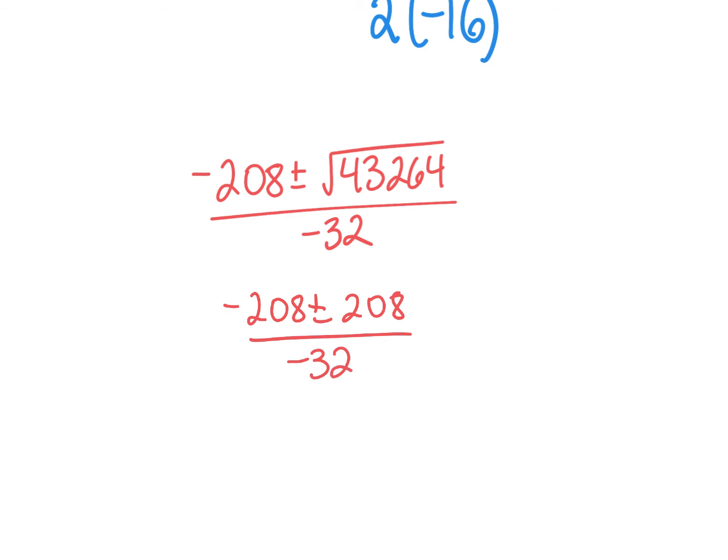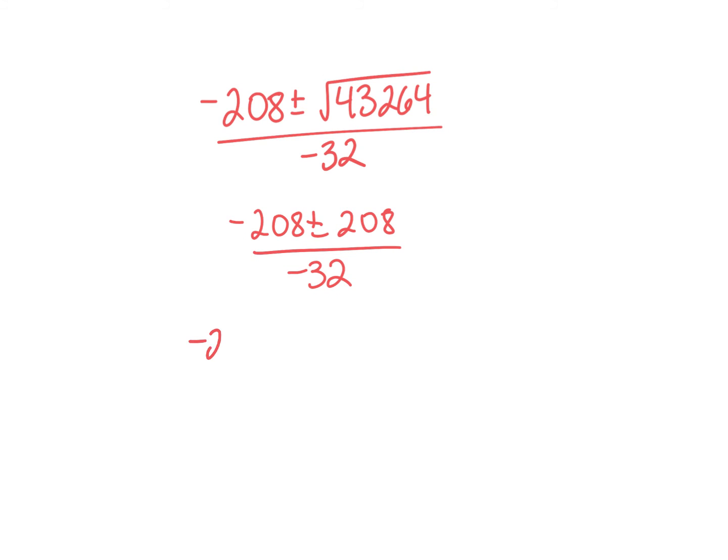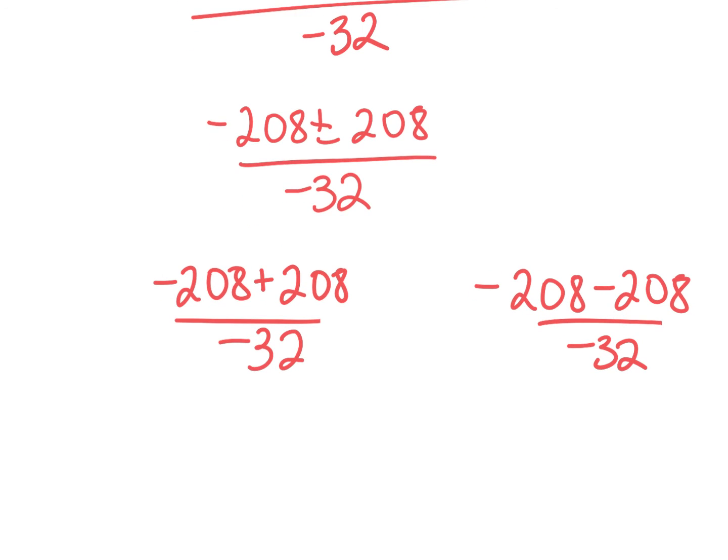Okay, so now we've got two different problems here, two different answers. We need to simplify them. One of them is going to be addition, one's going to be subtraction. So the first one is negative 208 plus 208 divided by negative 32. And the next one is negative 208 minus 208 divided by negative 32. That's 416. Okay, so this first one, type in negative 208 plus 208, hit enter, and then divide that by negative 32 and tell me what you get.